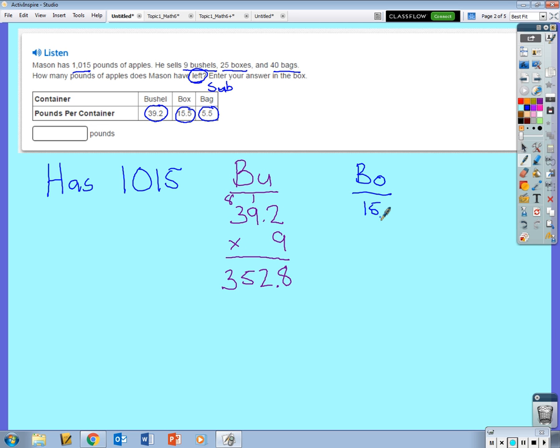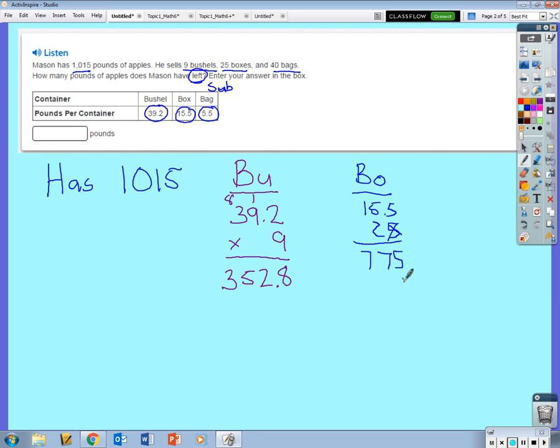Oh, my active slate just powered off. 15.5 pounds. Now, he's going to sell 25 boxes. It's going to look sloppy for the next little bit here. 15.5 times 25. 5 times 5 is 25. That gives me 7. Done with this, I'll cross it out.